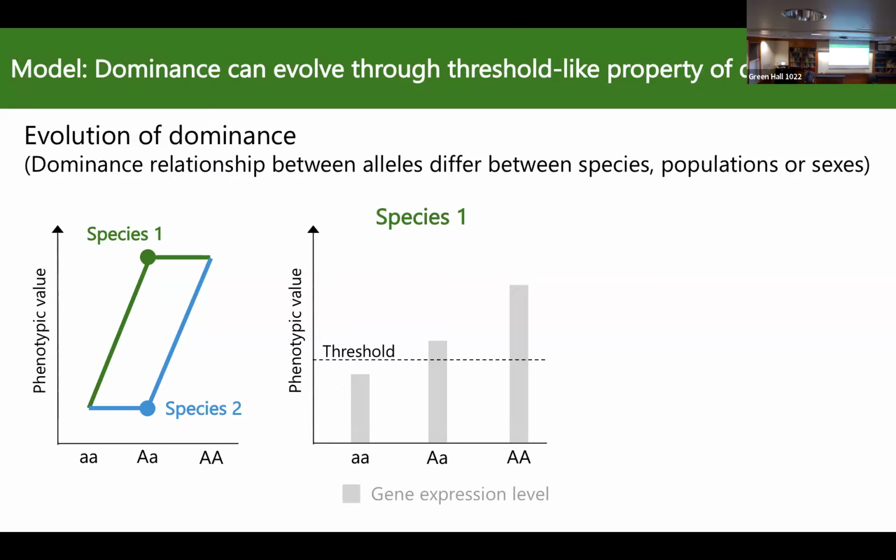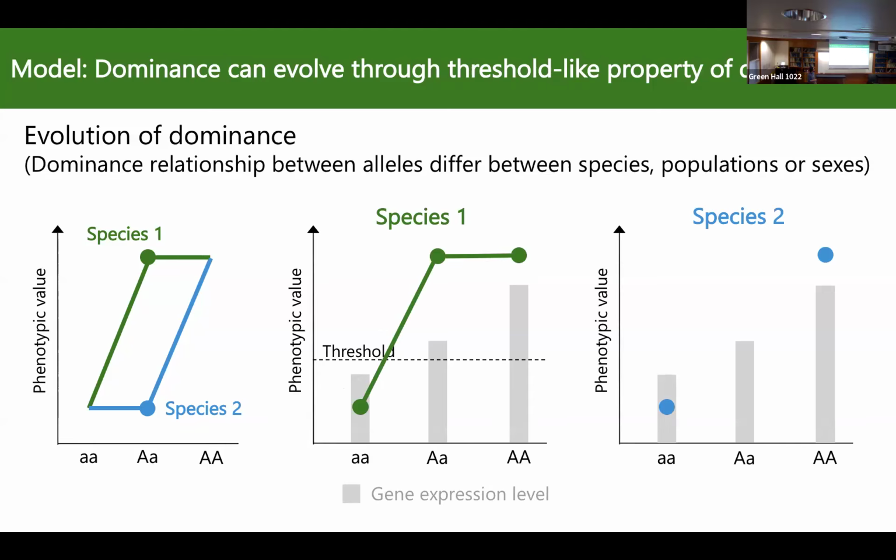On the other hand, in another species, even though the expression level is totally the same as the other species, if the threshold is higher than in species 1, it's possible for the heterozygotes to have the same phenotype as the small a homozygotes.